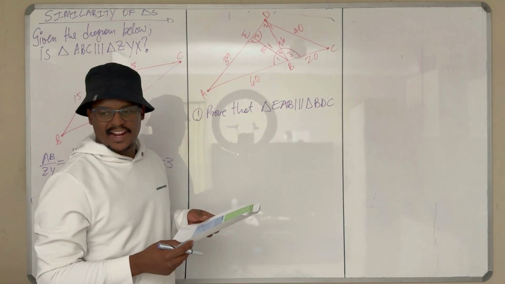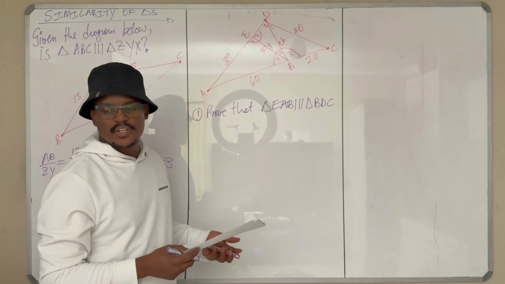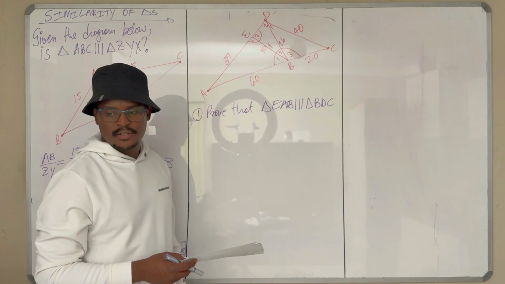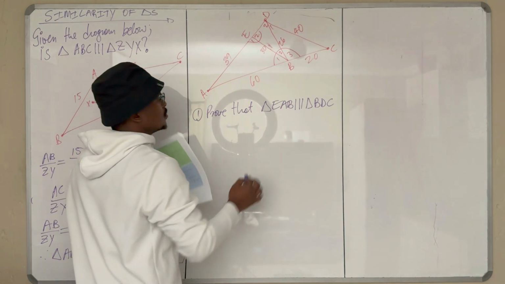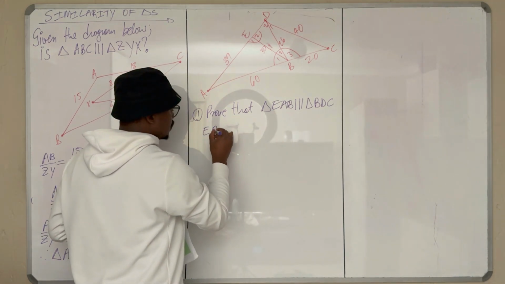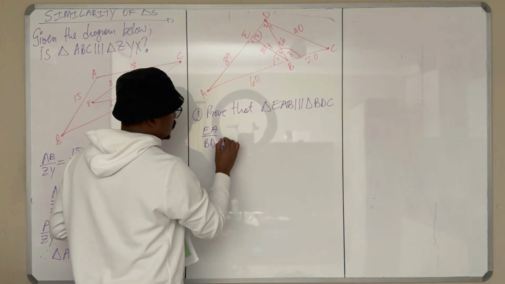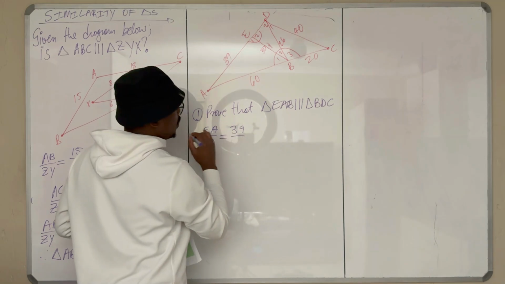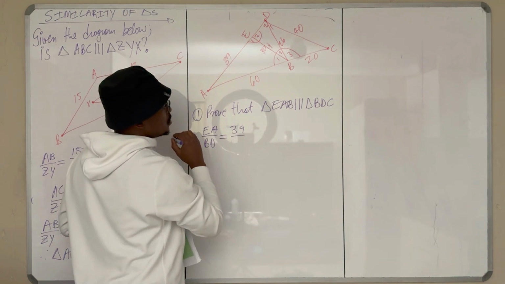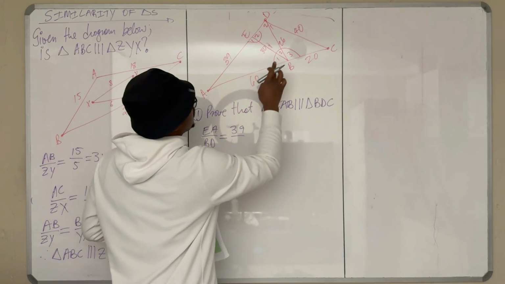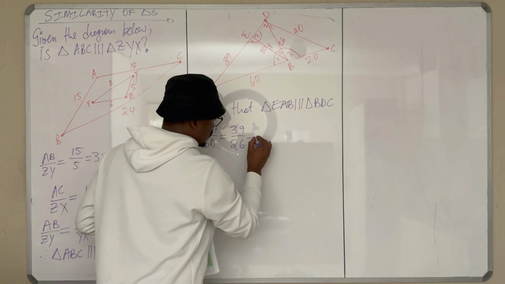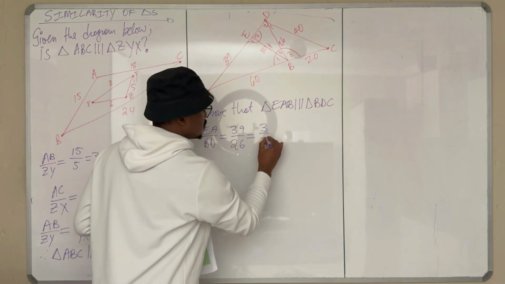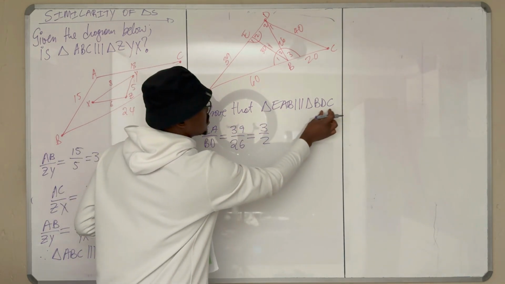So if you look here, you're not given angles, you're given sides. So you must show that all pairs of corresponding sides are in proportion, right? So in that case, look at your EA over your BD. What is your EA? EA is 39 over BD. Where is BD? It's 26. Punch this. What is 39 over 26? It's 3 over 2. Yes. So done with this first ratio.